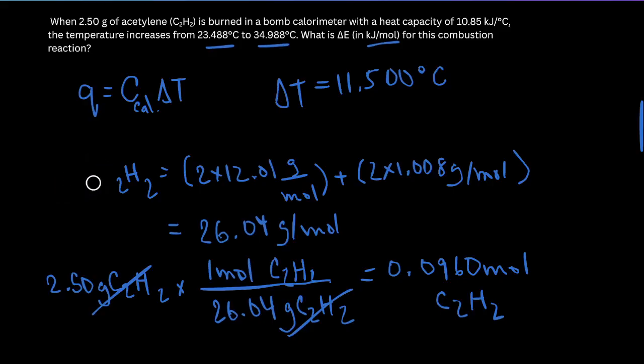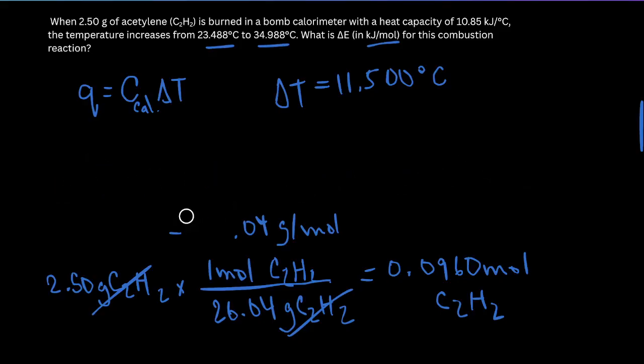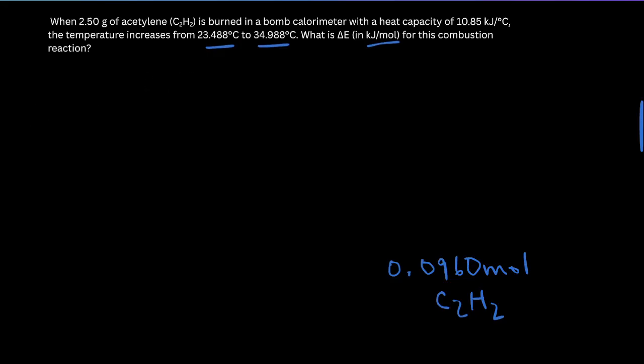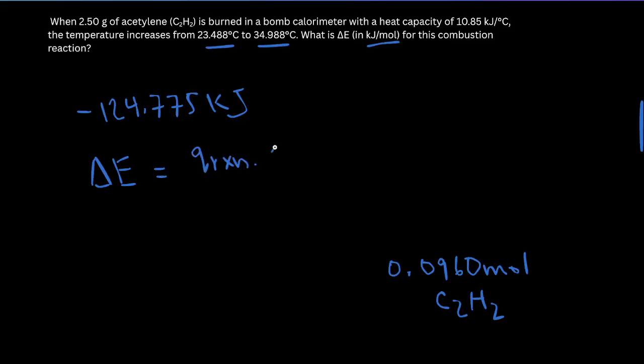All right, and now this is the last step. So now we calculate our change in internal energy per mole. And so we see that we have 0.0960 moles of acetylene. And we've found that this 2.5 gram sample, or this 0.0960 moles of acetylene, has produced negative 124.775 kilojoules of heat. So this delta E per mole of acetylene is going to simply be that heat of reaction, this value here, divided by the number of moles of acetylene that we found.